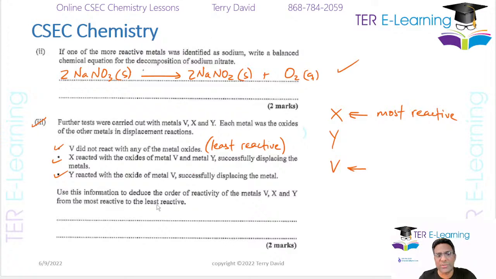Use the information to deduce the order of reactivity. Now, I always tell my class, pay attention to questions like these. How do they want the order of reactivity? Notice what I said, most reactive to least reactive. So therefore, it's going to go X, then Y, and then V. Right? So that's the answer for that part.